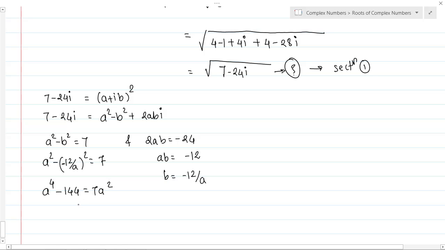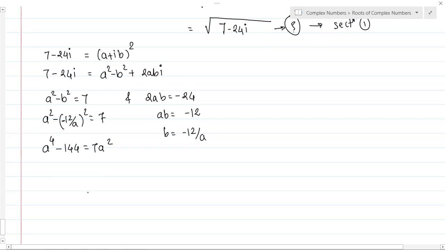Okay, so let's substitute a square equal to m. So you will get the above equation as m square minus 7m minus 144 equals 0. Perfect. So I want the addition to be minus 7 and the multiplication to be minus 144.